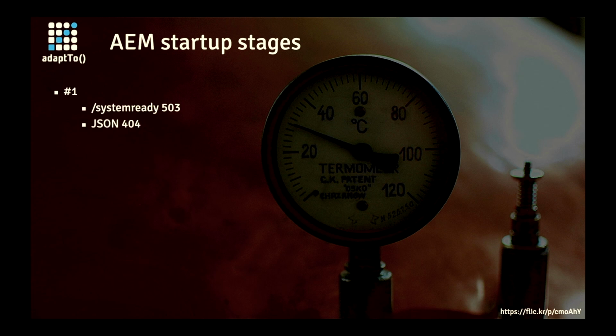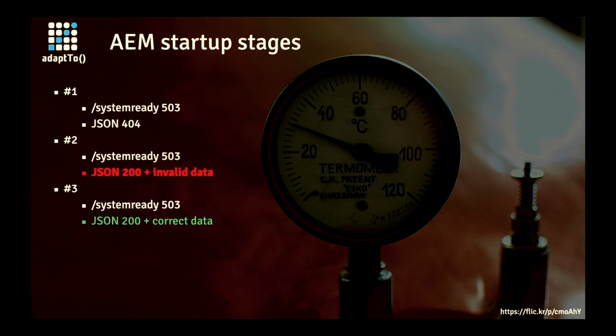The first stage is when system ready from AEM returns 503, and the JSON returns 404, so that's the very beginning of the startup process. The second stage is when system ready still returns 503, but a good thing finally happened. We managed to observe the broken JSON on our local environment. The third stage was like this: the JSON started to return correct data, but system ready was still returning 503. And finally, everything was green, working as expected.